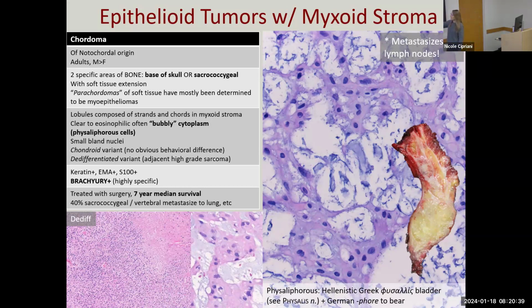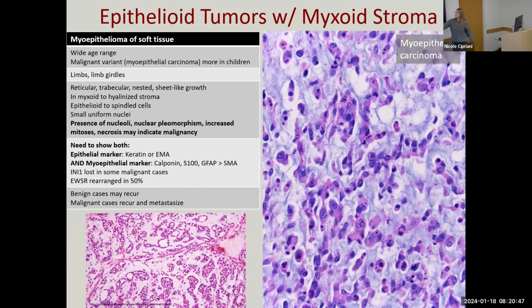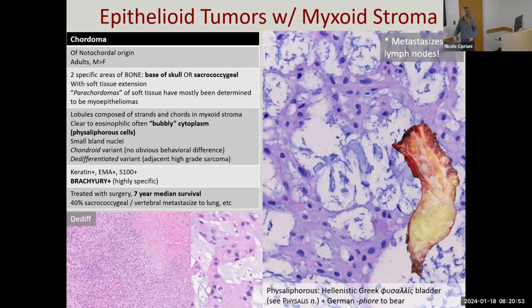So they all have keratin and EMA and S100 and specifically brachyury, but they don't necessarily have, right, the other myoid markers, right? So that's how they're different from myoepithelial. We don't have brachyury here, but we send it out to Mayo.